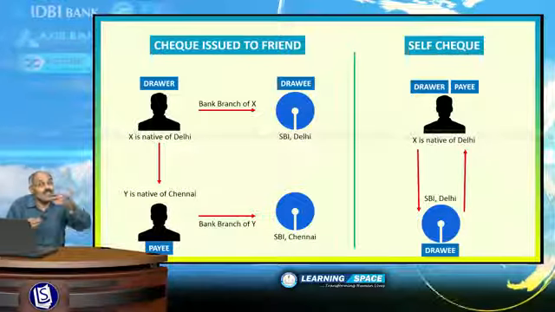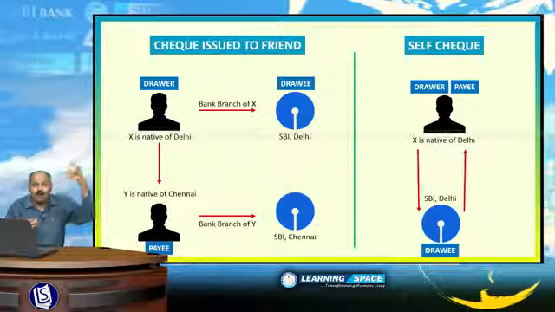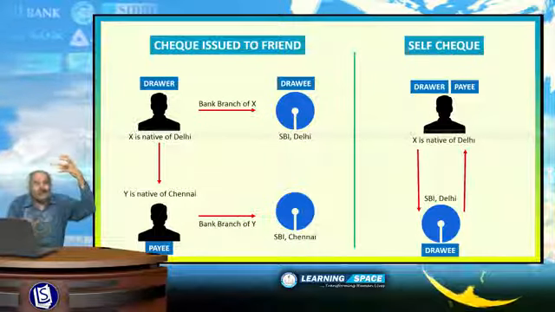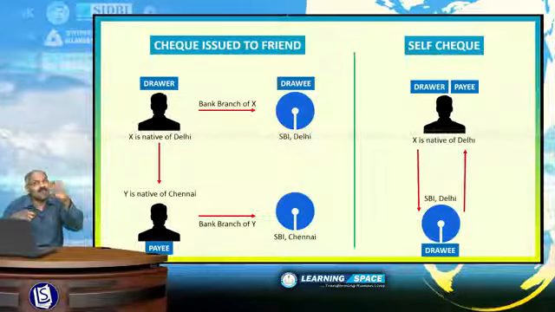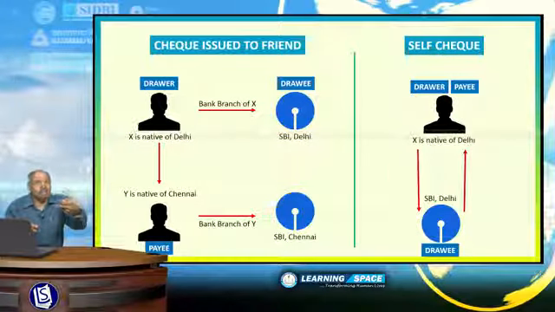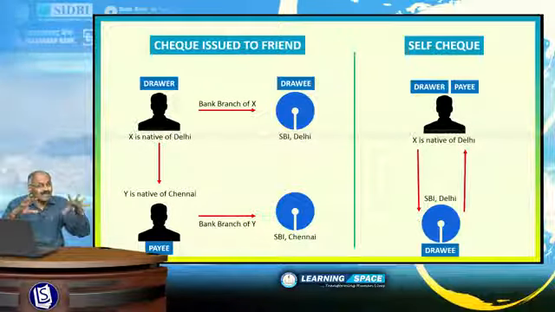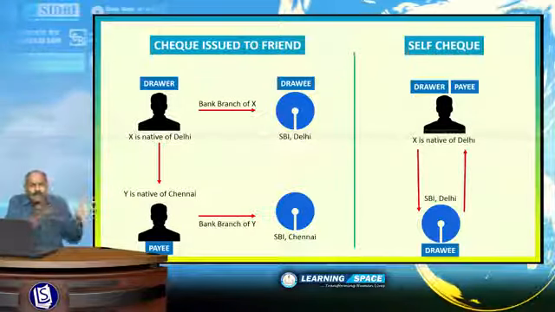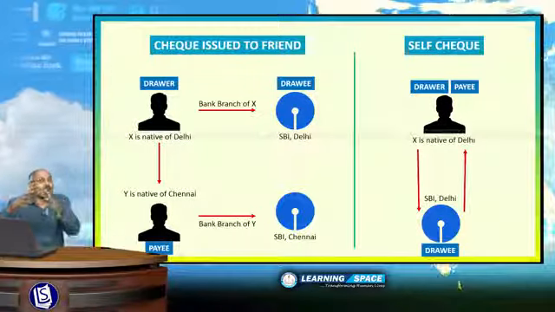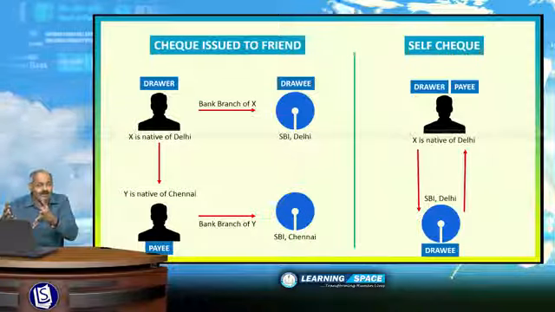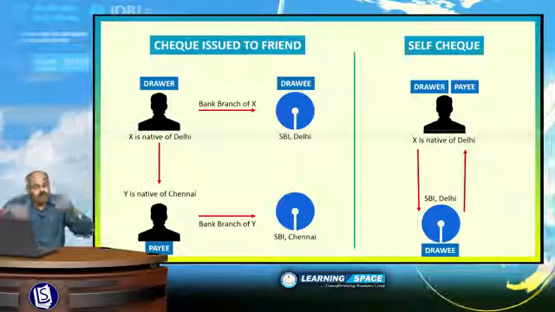So, when a self check is presented, there are only two parties: drawer and drawee, and the payee will be the drawer himself. When you are presenting a self check to the bank, you will be the drawer and payee and the bank will be the drawee, please don't forget. So, three parties are involved when the check is presented to a third party, and when a self check is presented to the bank, it involves only two parties. This is the main difference, please don't forget.